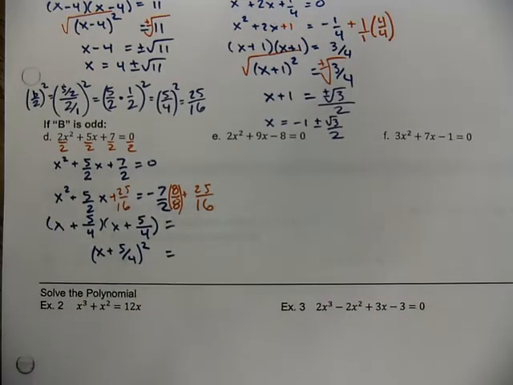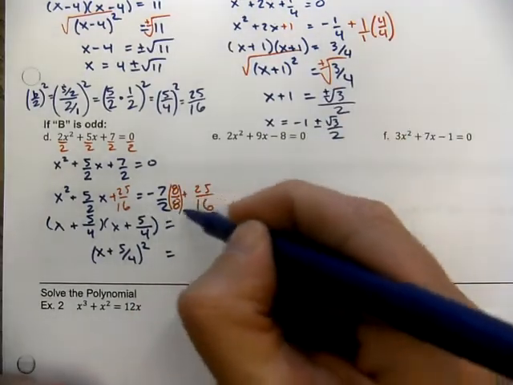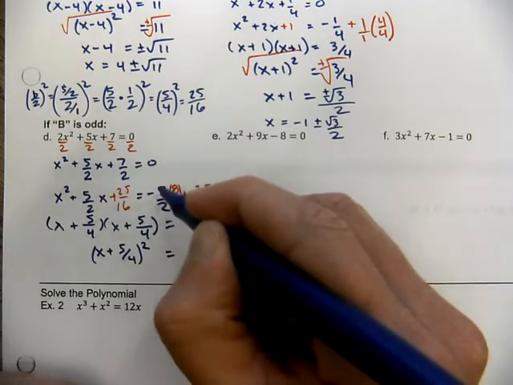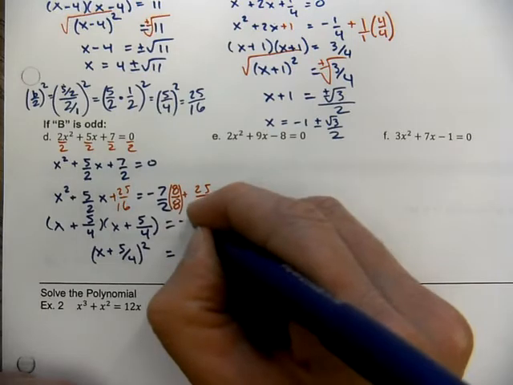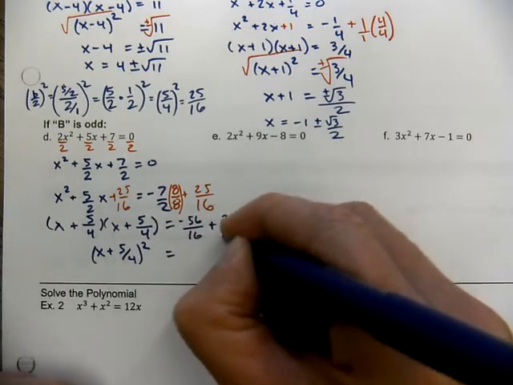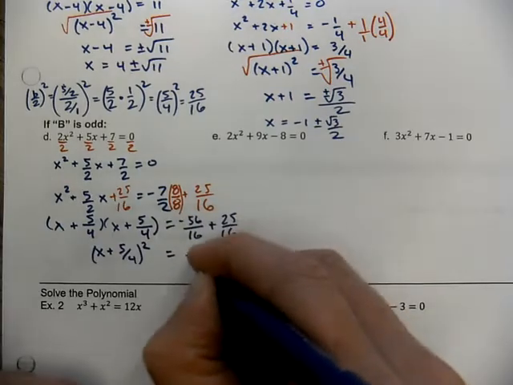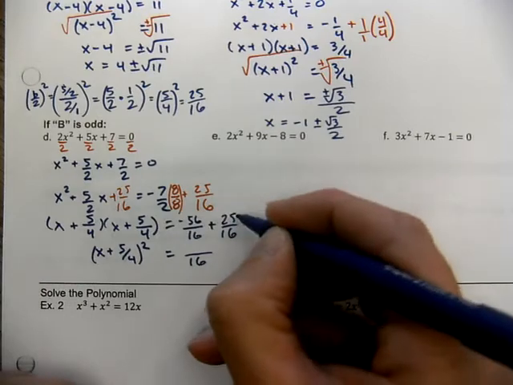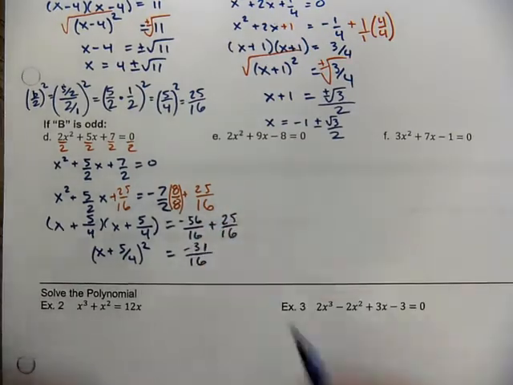On the right-hand side, we now have a fraction that is going to have a denominator of 16. So this is negative 7 times 8. So negative 56 over 16 plus 25 over 16. Now that we've got the common denominator of 16, we can add the top. So negative 56 plus 25, I think that gives me negative 31.